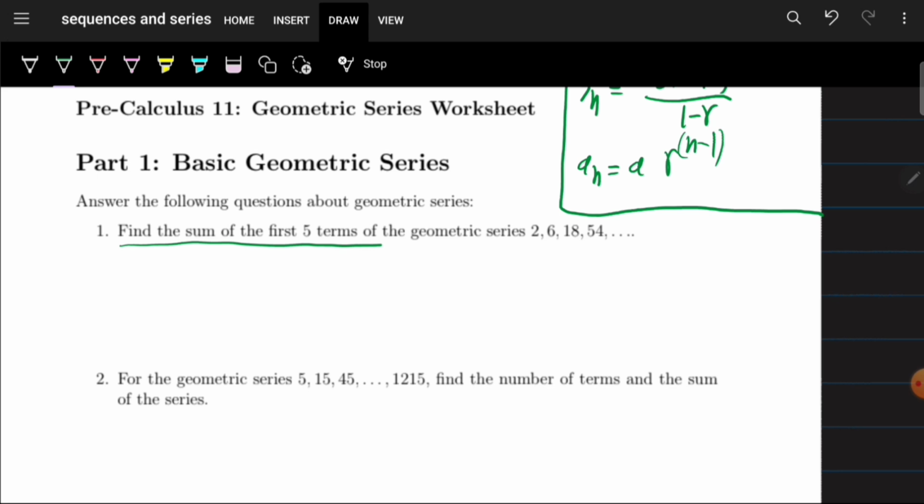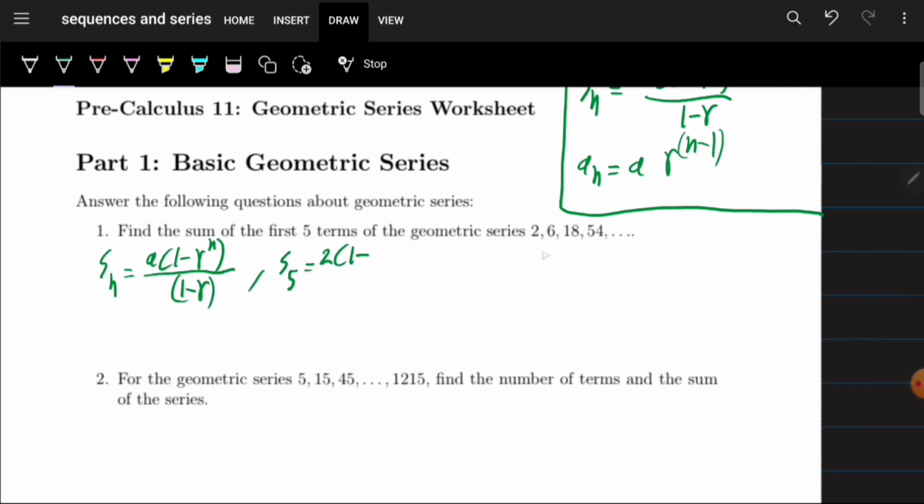It says find the sum of the first 5 terms in the geometric series 2, 6, 18, and 54. Okay, so this is a simple use case of using our sum formula. We just use this formula. We want the sum of the first 5 terms. So we're going to have to do the first term, which is 2, times 1 minus the common ratio.